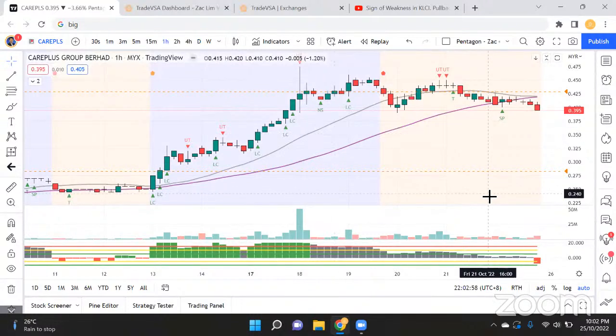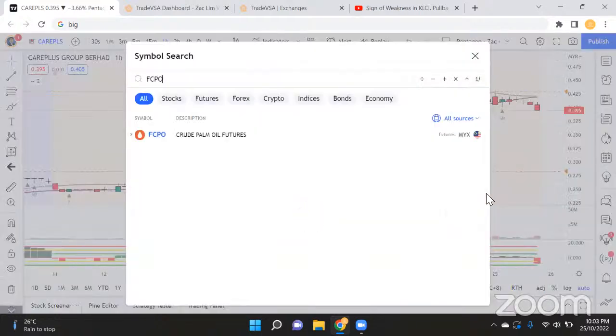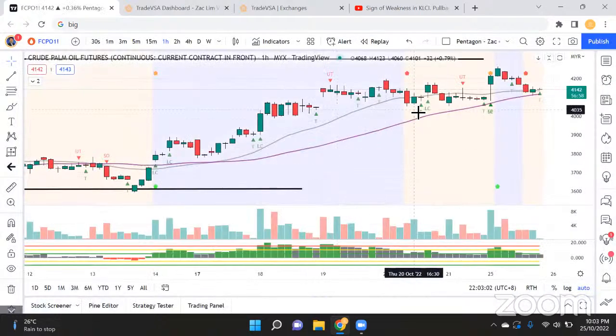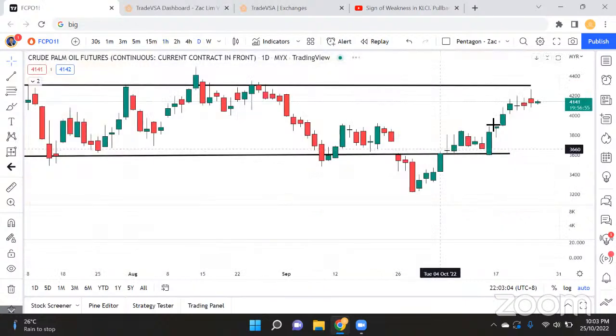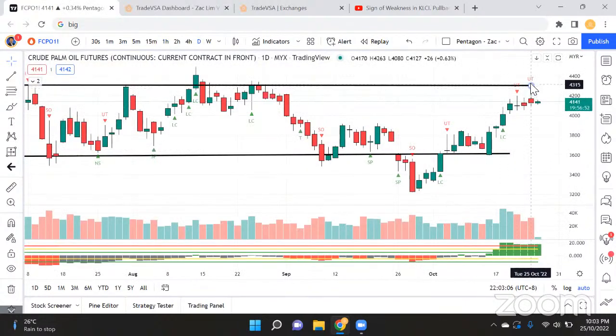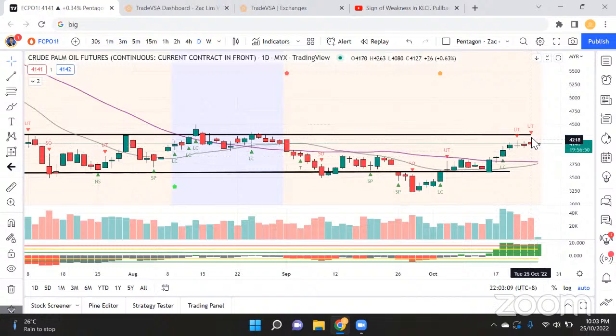Now another thing is that today I think plantation is also a bit quiet. If I look into FCPO, they actually almost touch the resistance. Again, it turns to the UT candles. Similar to what happened to KLCI, it comes with double volume increasing. So maybe it will start to make some pullback. Hopefully it continues to challenge the resistance later on.